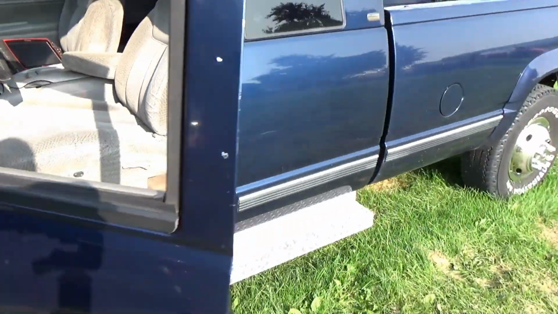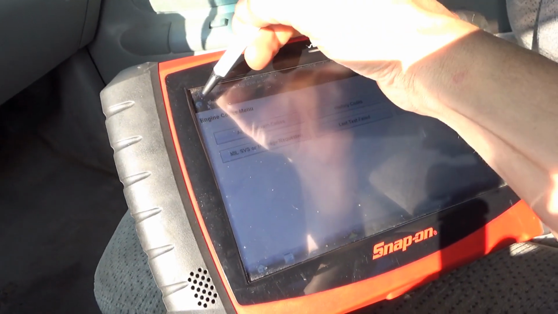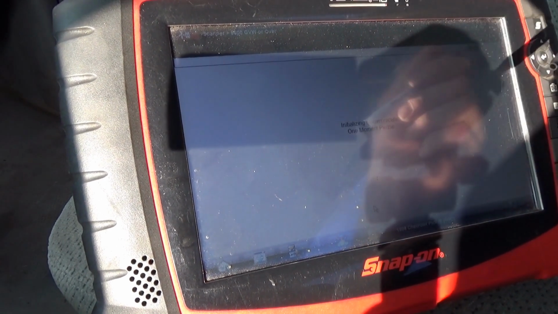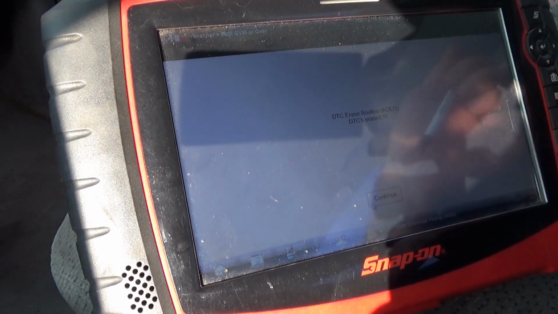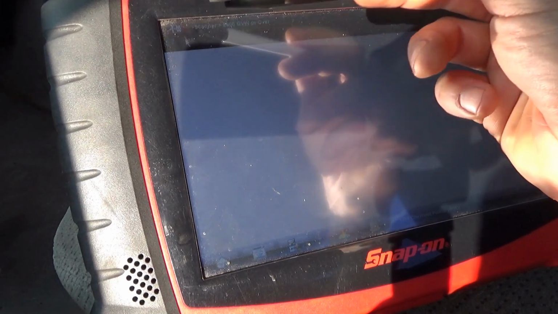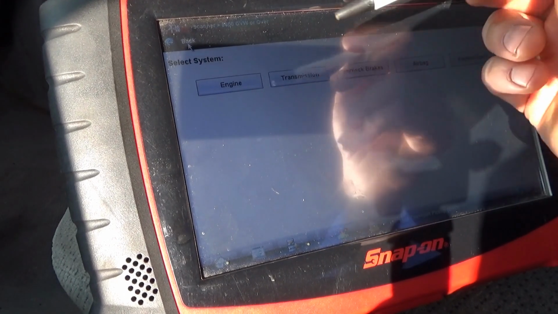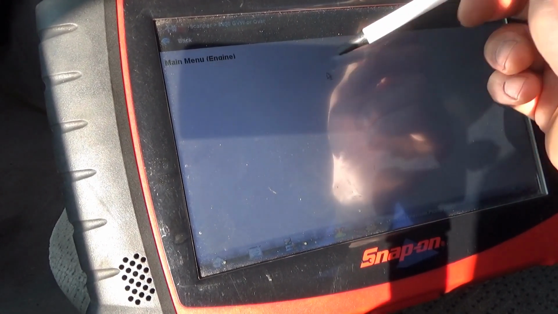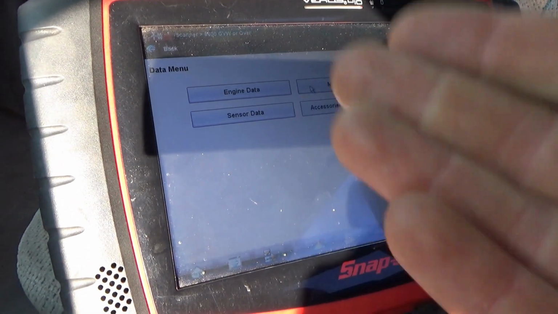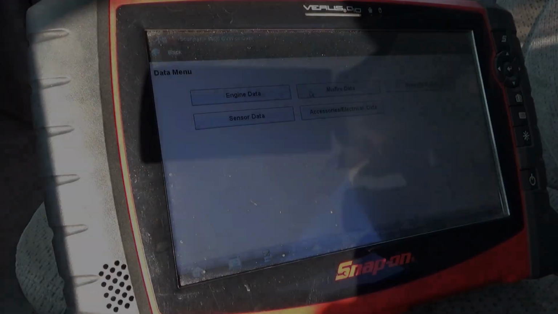Let's start up, look at some data. So I want to clear all the codes because the truck is always acting up. We're not worried about freeze frame. Okay, so display codes, no codes present. Alright, let's go to live data. And from a cold start, I want to see what the oxygen sensors are doing, what the mass airflow is doing. Gotta see if it's a lean condition across the board, under load, and we'll go from there.